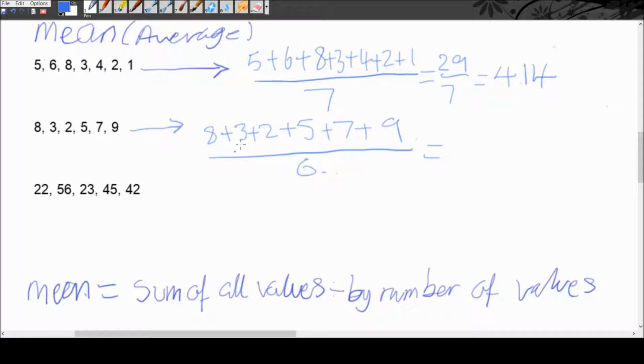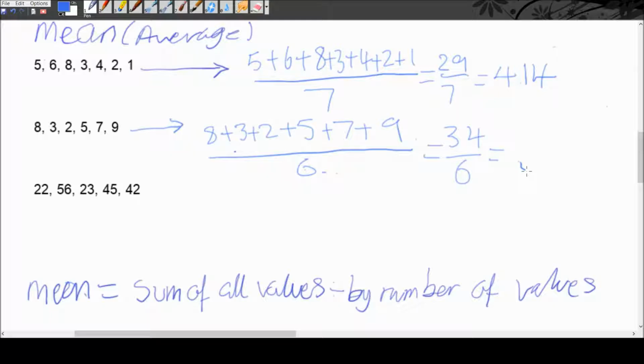8 + 3 is going to give us 11, + 2 is going to give us 13, + 5 is going to give us 18, + 7 is going to give us 25, + 9 is going to give us 34. So we've got 34 over 6. Plug that into your calculator to find it as a decimal.